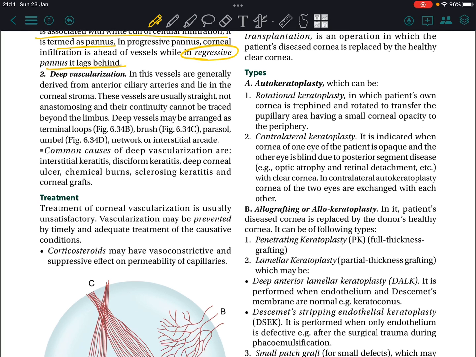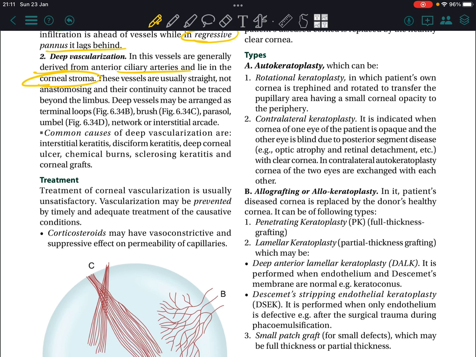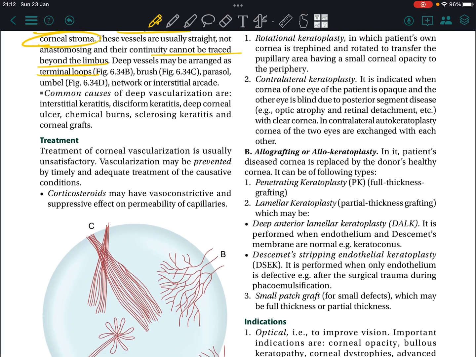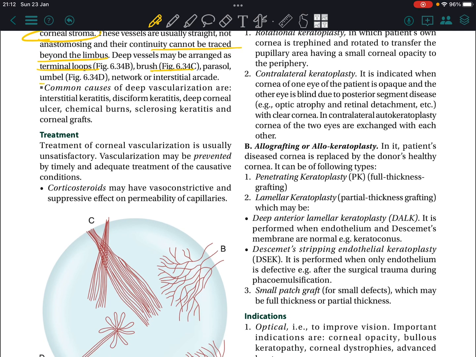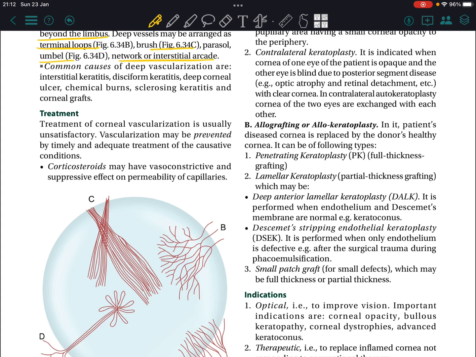Deep vascularization: these vessels are generally derived from anterior ciliary arteries lying in the corneal stroma. These vessels are usually straight, not anastomosing. Their continuity cannot be traced beyond the limbus. Deep vessels may be arranged as terminal loops, brush, parasol, umbel network, or interstitial arcade. Common causes of deep vascularization are interstitial keratitis, disciform keratitis, deep corneal ulcer, chemical burns, sclerosing keratitis, and corneal grafts.